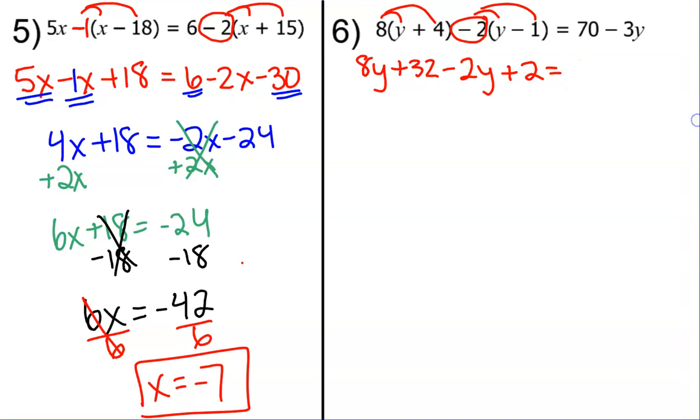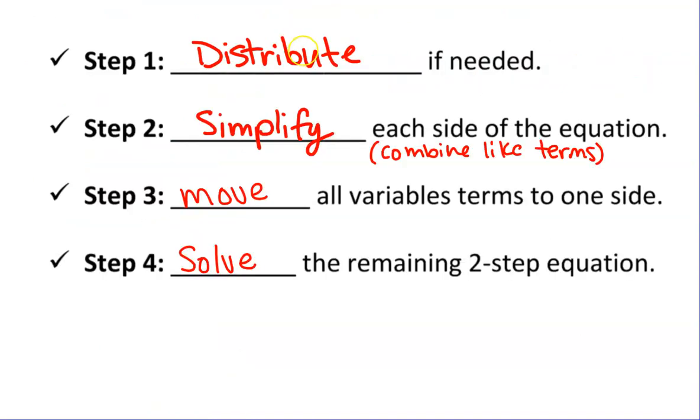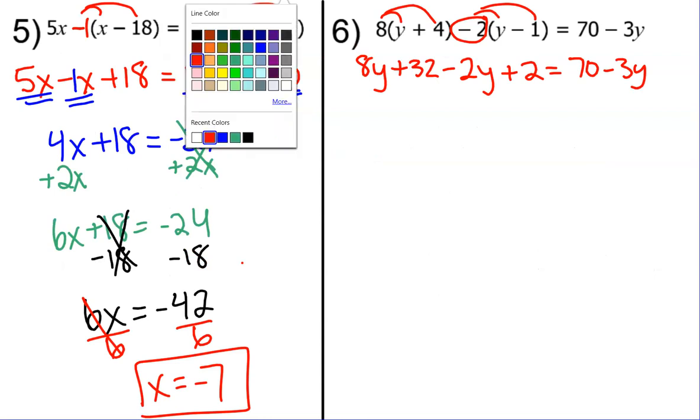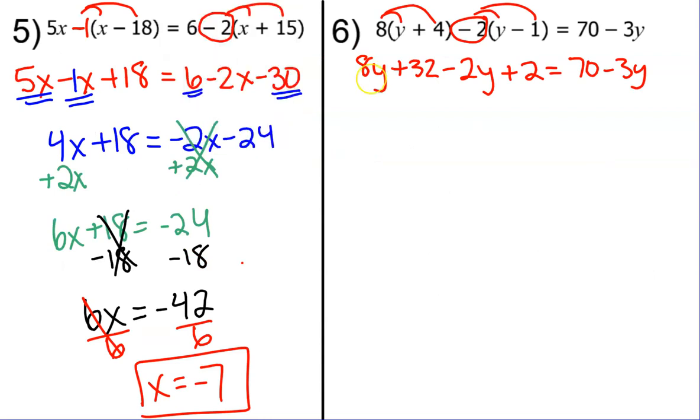My other side, there is nothing to simplify or move. All right, remind myself, I did the distribute. I can't move things yet. I have to simplify first and combine like terms if I can. So even though you want to start moving things, don't do it. Combine. Look on this side. I have an 8y and a negative 2y I can put together. 8 minus 2 gives me 6. Also, I have two constants on this side. 32 plus 2, that gives me 34.